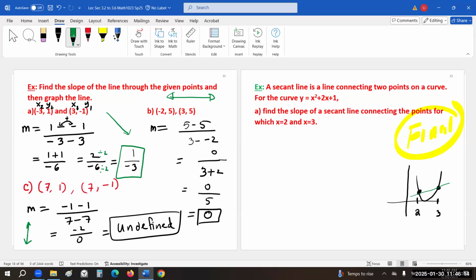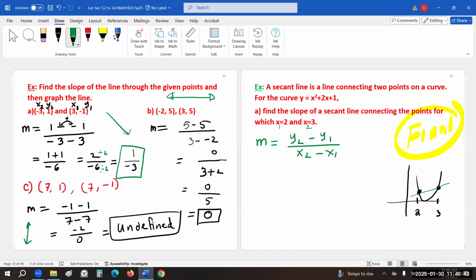In other words, you're just going to find the slope of a line. Okay. So slope of a line is y2 minus y1 over x2 minus x1, right? They gave us 2 x values. Let's say the first one is x1, the second one is x2. So x1 is 2, x2 is 3.